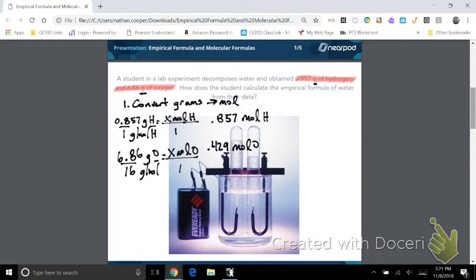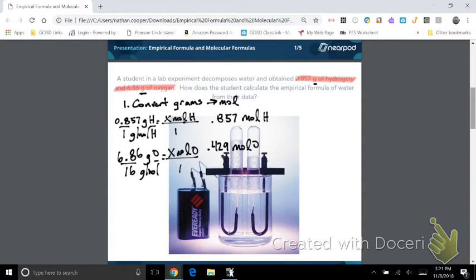I know it's empirical because it tells me to find the empirical formula of water. So that means I have to do these conversions to try to get my answer to be the simplest formula possible for this molecule. Alrighty.